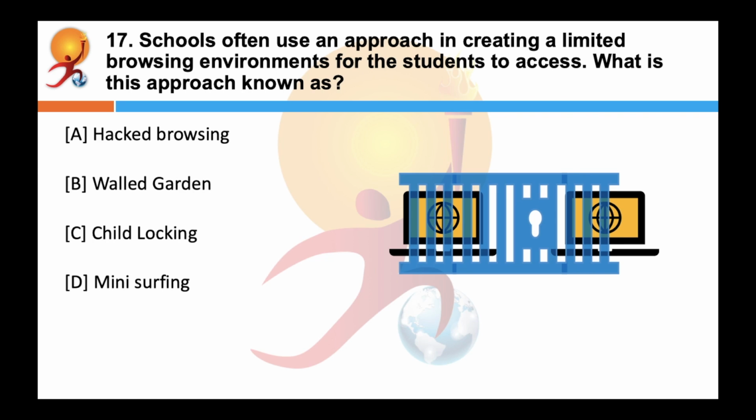Schools often use an approach in creating limited browsing environments for students to access. What is this approach known as? Correct answer is B. Walled garden. A walled garden refers to a browsing environment that controls the information and websites the user is able to access. ISPs use this method in order to keep the user navigating only specific areas of the web, basically restricting access to non-approved applications or content.